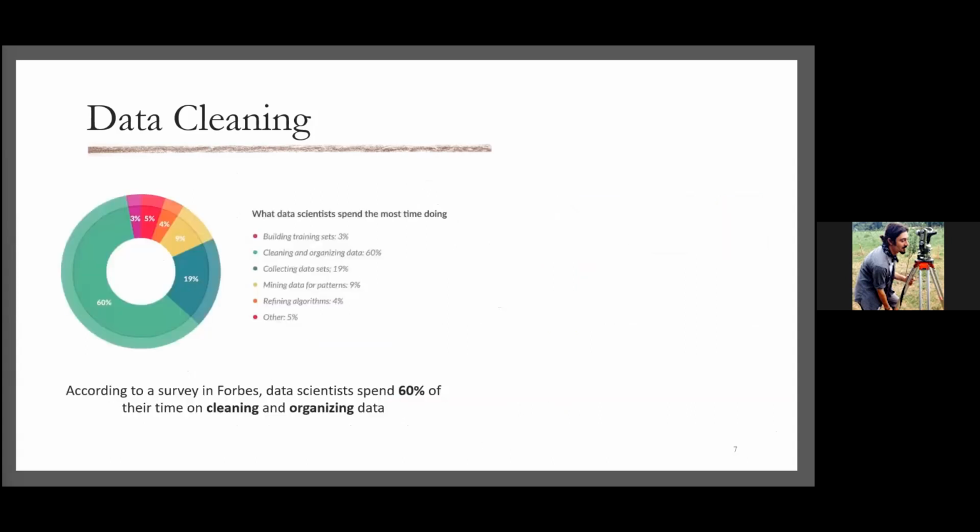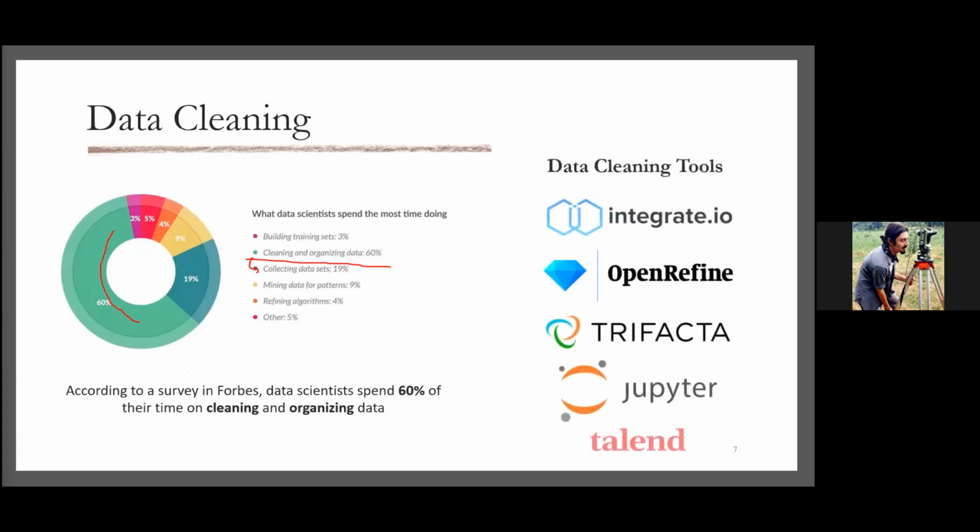And we have another pie chart. It's coming from a survey in Forbes. And we can say that data scientists spend 60% of their time cleaning and organizing data. It's this part. And if we include collecting data sets, we can see that just collecting, cleaning, and organizing data sets take 80% of data scientists' time.